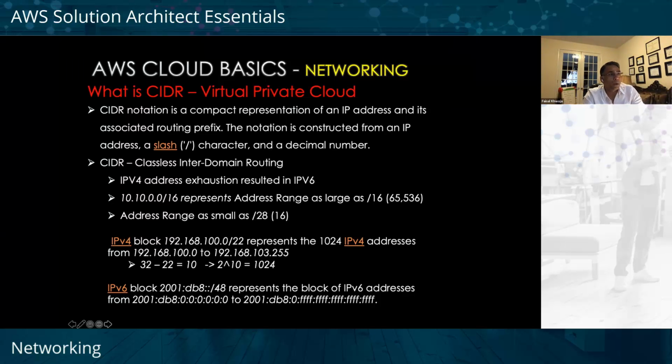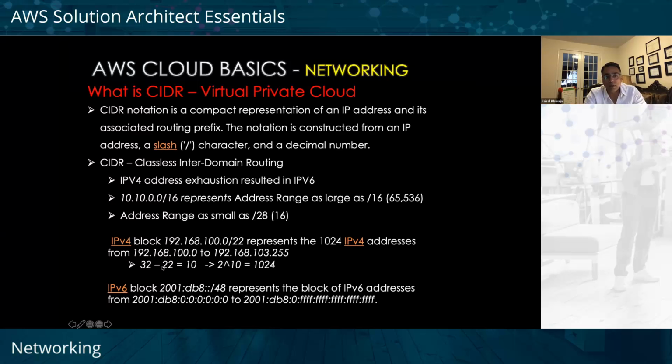Okay, what is a CIDR address? A CIDR notation is a compact representation of an IP address and its associated routing prefix. The notation is constructed from an IP address with a forward slash and a decimal number. For example, I've given you this as an example, 10.10.0.0/16, right? And this is the formula I was talking about.